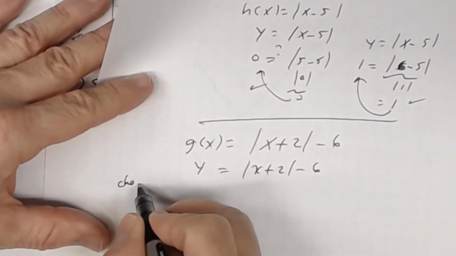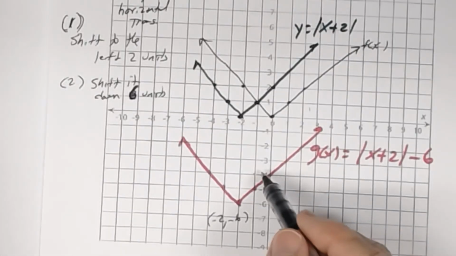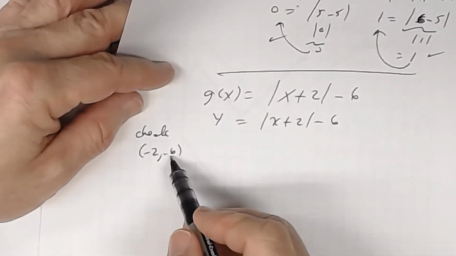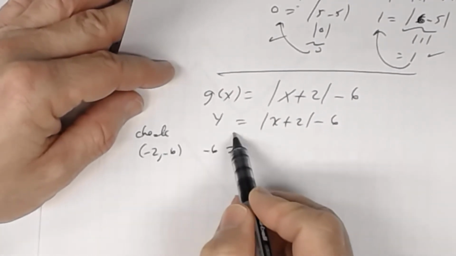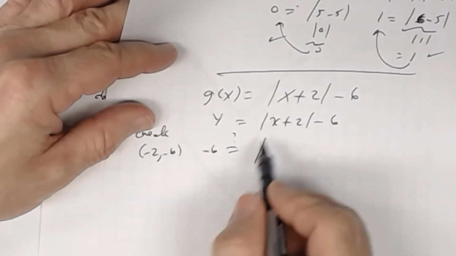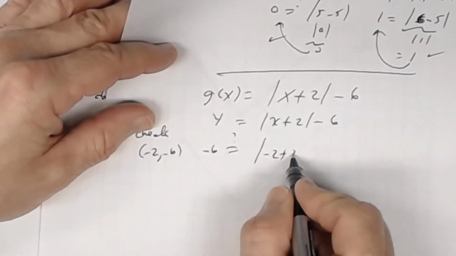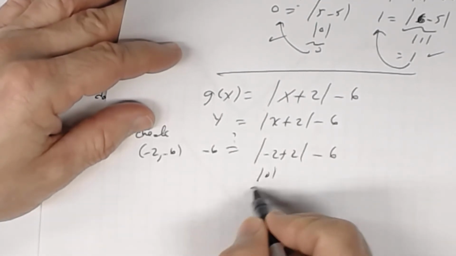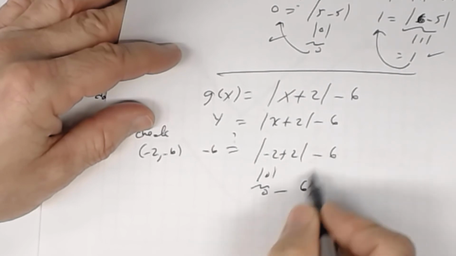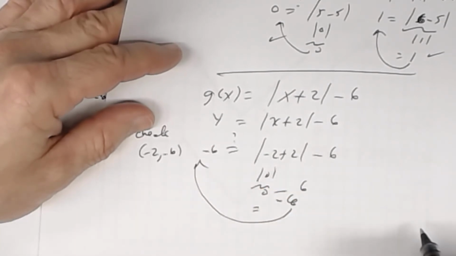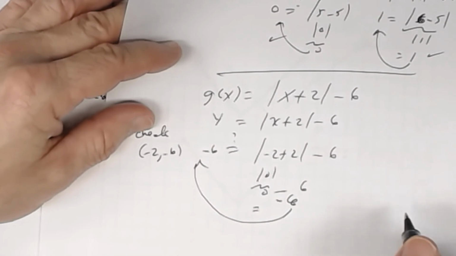So let's check. Remember, we're checking -2, -6. See if it works. So y is -6, so I want to see if -6 equals this side. So that's the absolute value of -2 plus 2 minus 6, since x is -2. Well, -2 plus 2 is 0, and the absolute value of 0 is 0, right? And 0 subtract 6 is -6, which is what this is. So it looks good. Let's do one more.